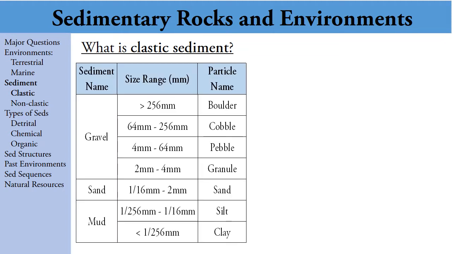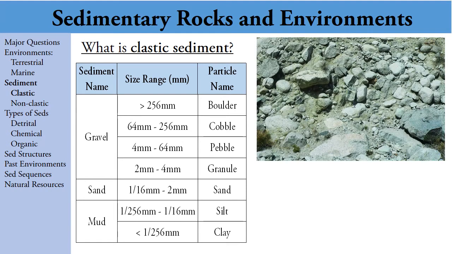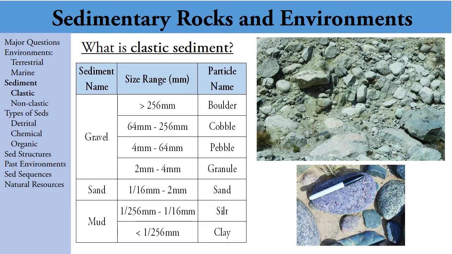This is a table organizing the size range for the particles, the name of the sediment, and then the particle name within that sediment. If you've got a sediment that's classified as a gravel, it's got larger particles that are somewhere between 2 and 256 millimeters. If you've got something that's larger than 256 millimeters, then it's a boulder. Slightly lower than that's a cobble, slightly lower than that's a pebble. So in the image I just clicked up, the rock with the Sharpie on it is a cobble, and the rocks around it are pebbles and varying into granules.